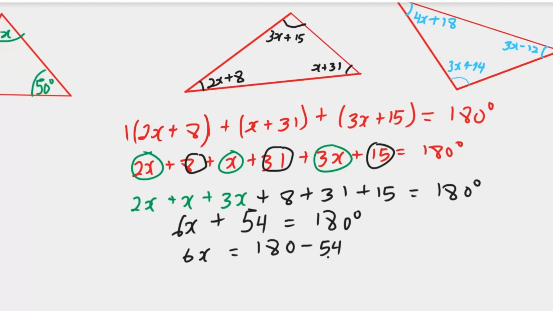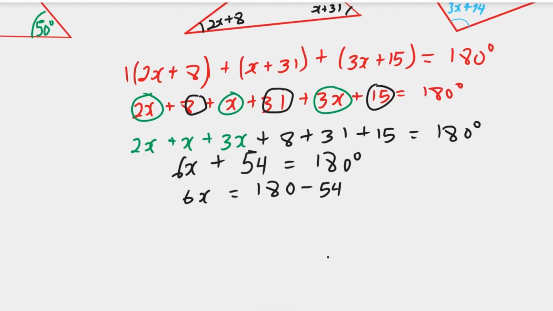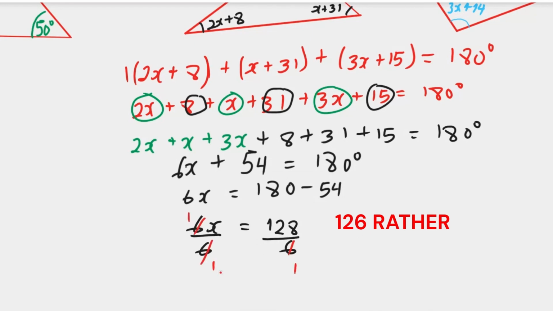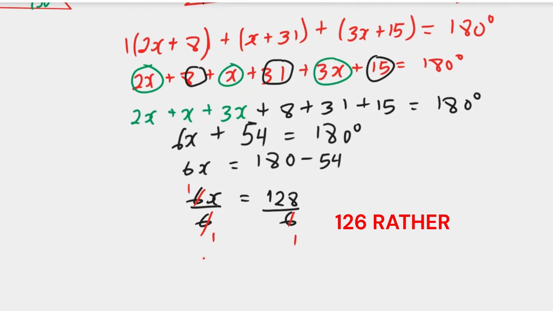180 minus 54, what are we going to get here? That will be 126. So we have 6x equal to 126. What do we do next? You have to find the value of x. So you just have to divide through by 6. So we divide here by 6, this side. So that means x is equal to 21 degrees. So that's the value of x.